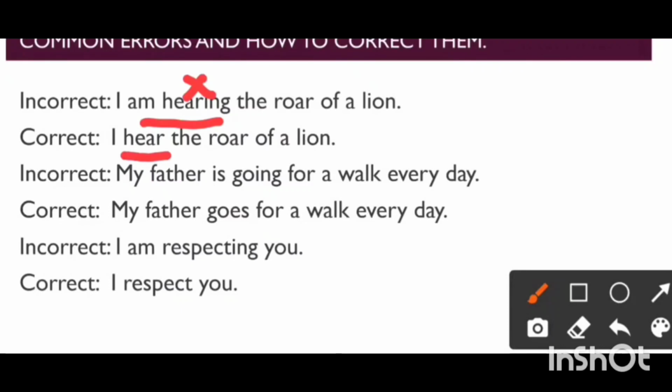My father is going for a walk every day. Is going. This is a habitual action, and a habitual action is expressed through present simple tense. So goes is correct, not is going. I am respecting you. I respect you. So I respect you is correct. I am respecting you is wrong.